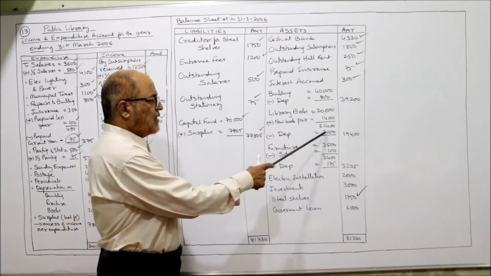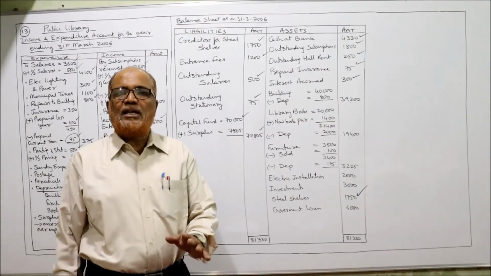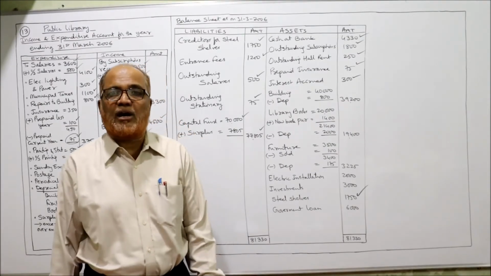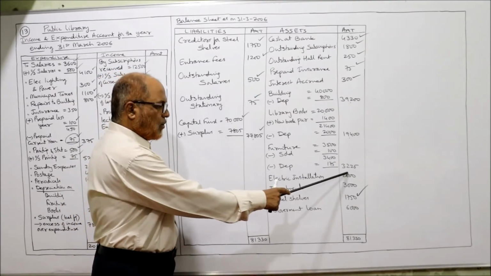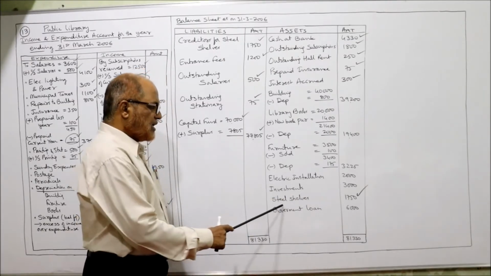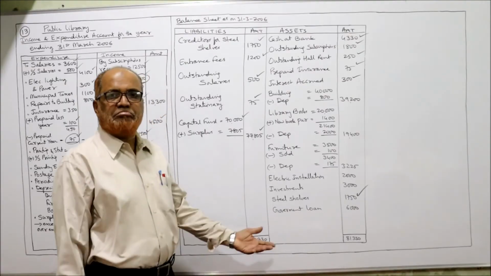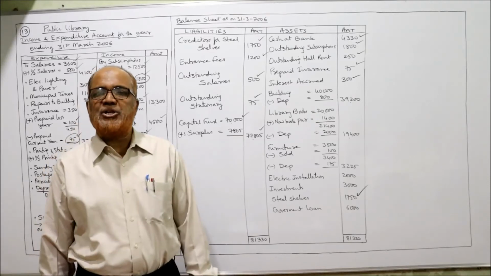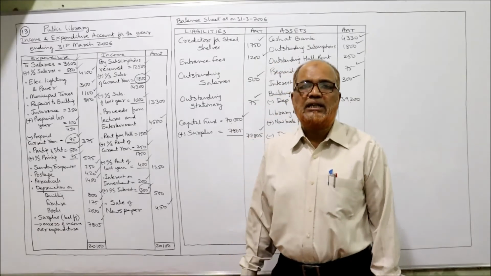Then furniture 3,500 minus sold. During the year 100 rupees furniture was sold, that is given in receipts and payments account. So deduct 100 rupees, then depreciation 175. Electric installation 2000, investments 3000, steel shelves 1750, and government loan 6000. That's all. So take the total, 81,330 is the balance sheet total. This is the end of problem number 13.